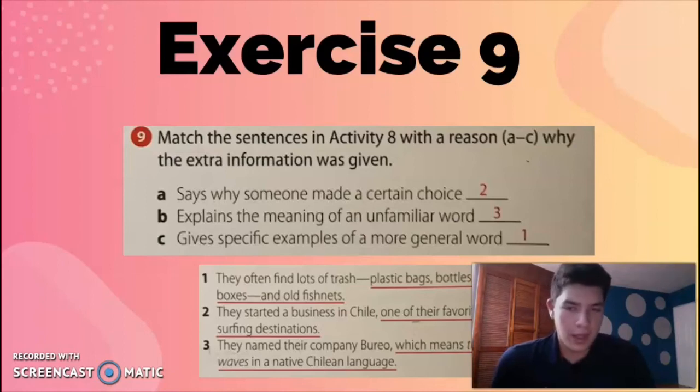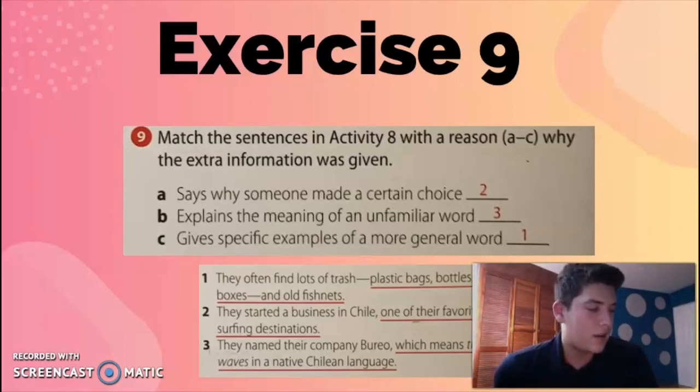Okay, and finally letter C, the most difficult one. Gives specific examples of a more general word. They often find lots of trash, like plastic bags, bottles, and boxes, and old fish nets. So they give you examples of the word trash, which will be plastic bags, bottles, boxes, etc. Okay, well, that was it. That was exercise 8 and 9.